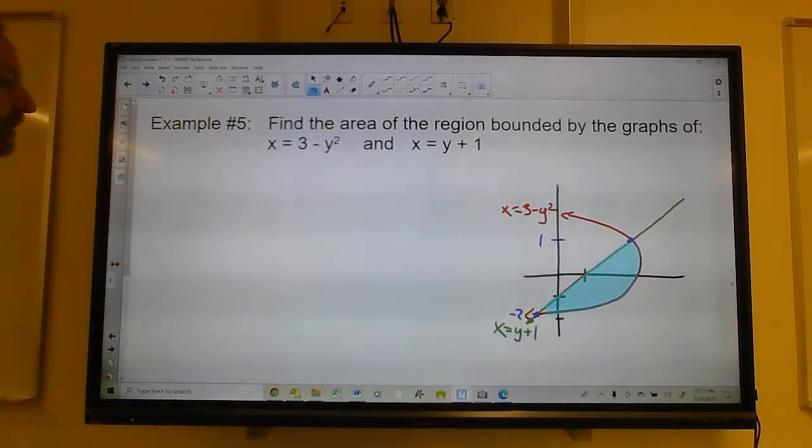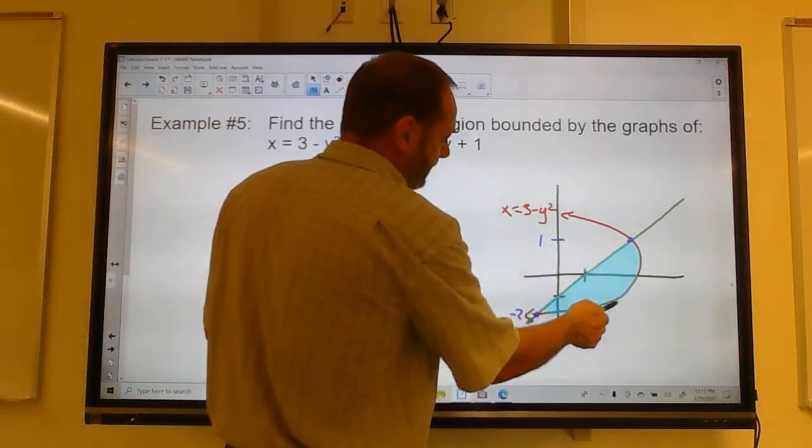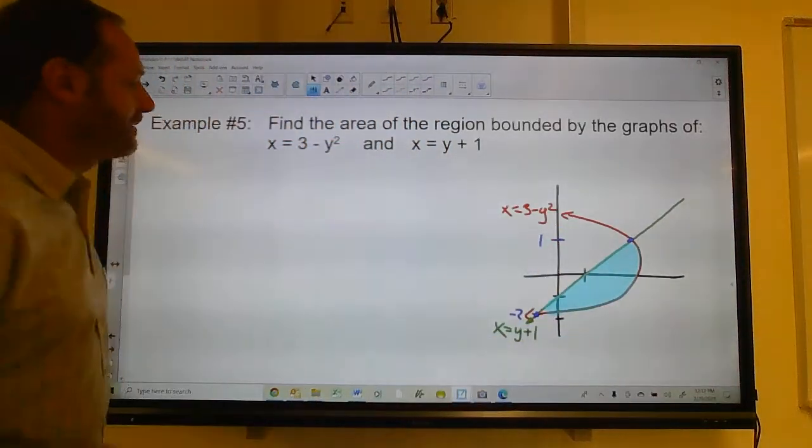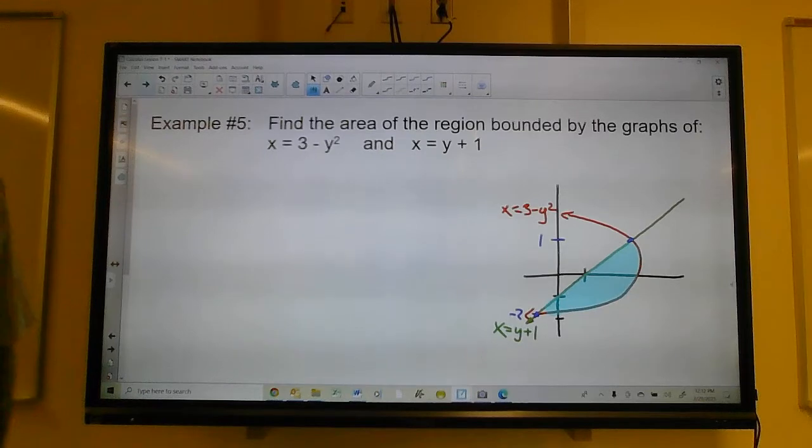All right, now we got kind of a weird one because we've got x in terms of y here. So find the area of the region bounded by the graphs of x equals 3 minus y squared and x equals y plus 1. Now, I would do myself a favor and graph these. Not a bad idea to do. And then remember, we're going to be integrating this way. So we're going to take the red curve, which is the 3 minus y squared, and we're going to subtract the green curve, which is y plus 1.